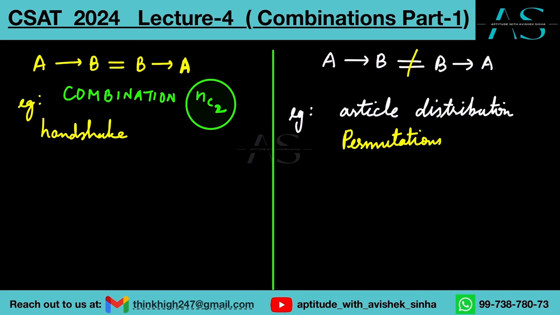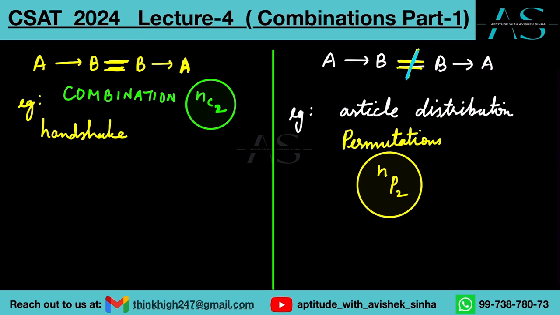And what is the formula? NP2. When this is equal, we use combination. When it is not equal, we use permutation. I hope you are following this, all of you. Now let's be done with few questions quickly.